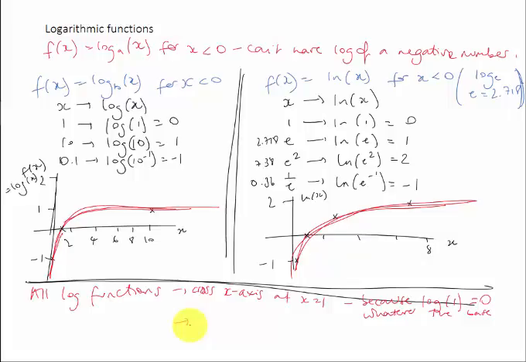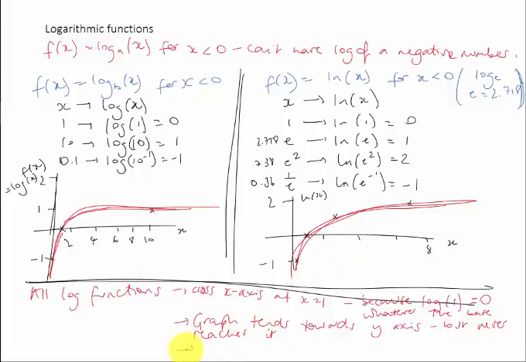The second thing I want to say is that the graph of the function tends asymptotically towards the y-axis, but never reaches it. That's what we call an asymptote. Don't worry about that too much.